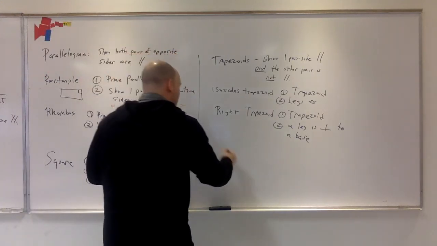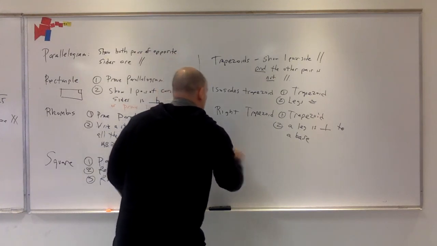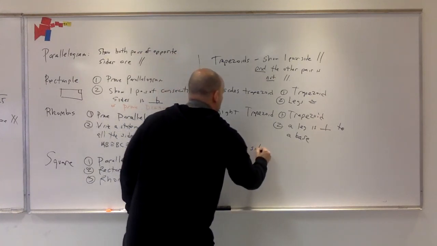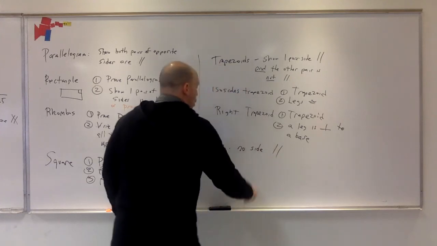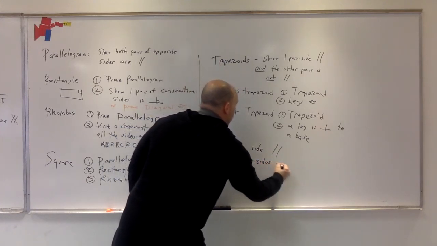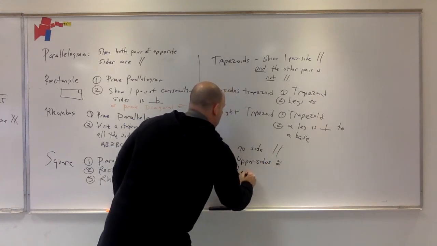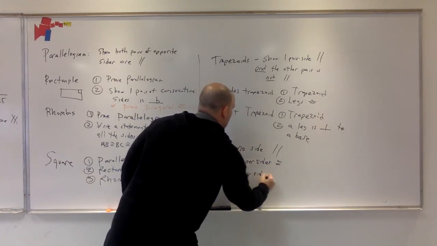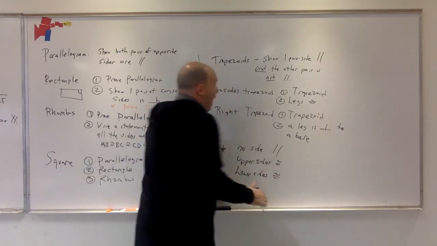What's the last thing we're looking at? A kite. Just show no sides are parallel. Show that the upper sides are congruent and the lower sides are congruent. And that's basically it.